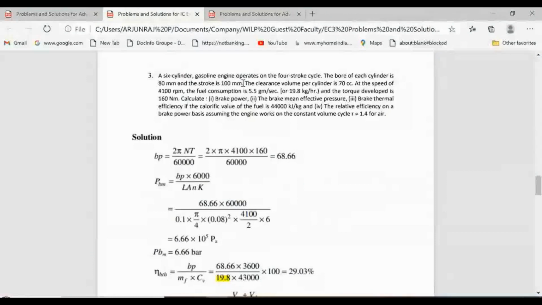See, they have given a 6-cylinder engine working on a 4-stroke cycle, with the bore and stroke volume given, and the RPM given here is 4,100. Also, they have given the fuel consumption as 5.5 gram per second, and they themselves calculated that in terms of kilogram per hour. Okay, and with respect to this, how does that 4.4 come?